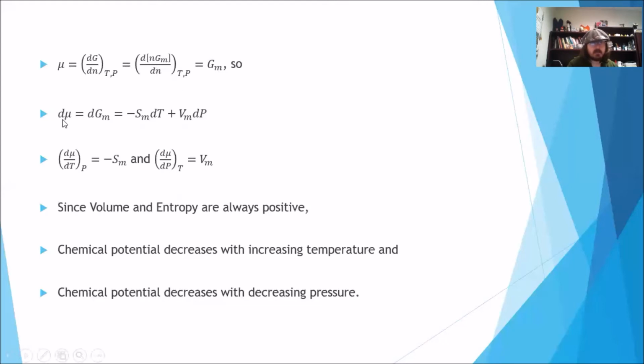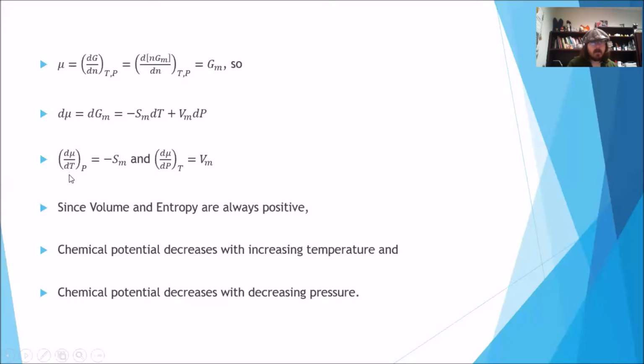So the change in chemical potential is equal to the change in molar Gibbs energy. Here are our magical Maxwell relationships. We split up Gibbs into the molar entropy with changing temperature and the molar volume with changing pressure.